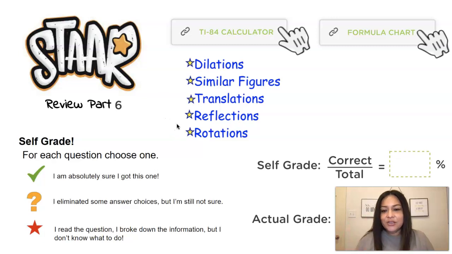Hi guys! So this video is going to help you with today's review that you're going to do for today's lesson, okay? So the review is going to be over dilation, similar figures, translations, reflections, and rotations. It's going to be over all the different kinds of transformations.